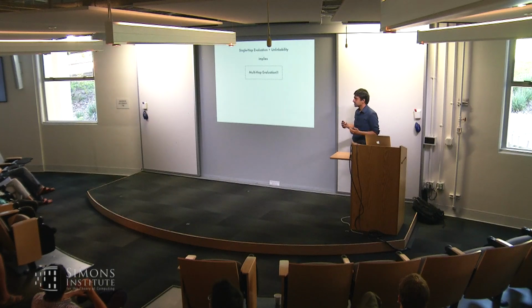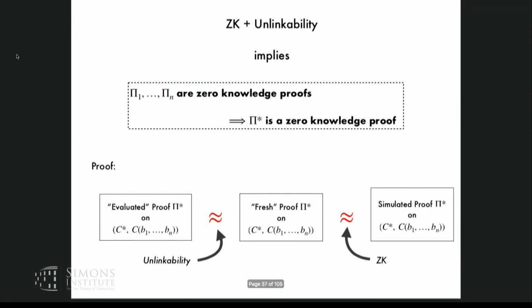Another interesting point: if you start with zero knowledge proofs, then you have unlinkability and you get zero knowledge for the evaluated proof. But you could just forget about unlinkability and require zero knowledge for everything, right? That definition becomes a little clumsy. You would need to come up with a simulator that takes as input simulated proofs and outputs another simulated proof that is indistinguishable. They just want the homomorphic proof not to reveal more information.